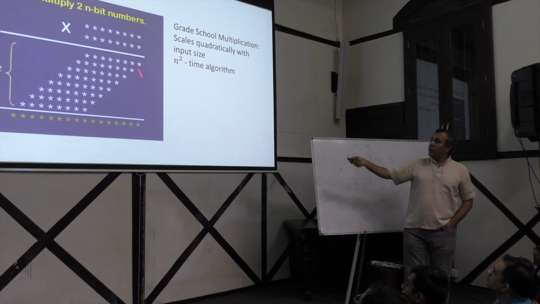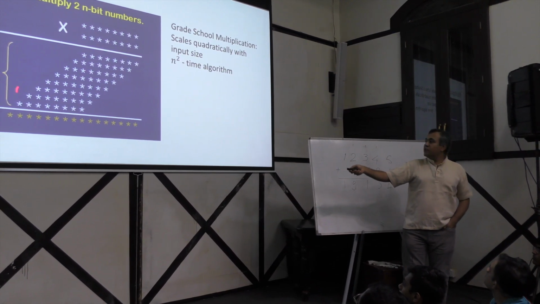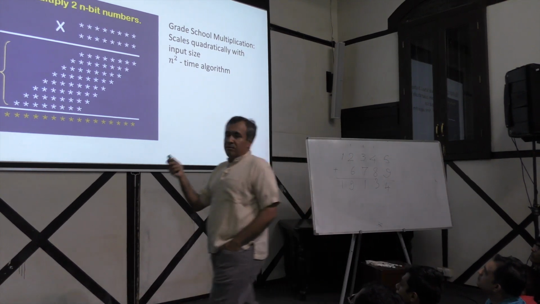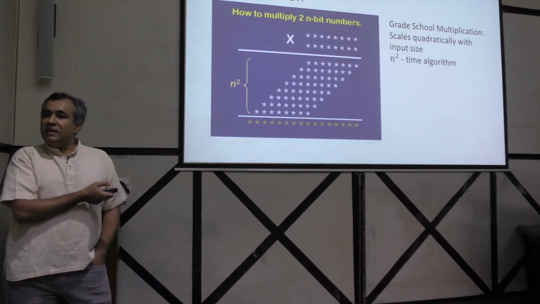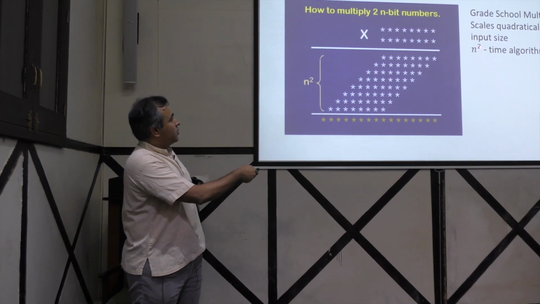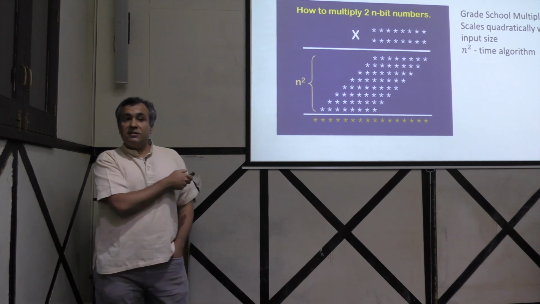So this whole process to multiply two 8-digit numbers took 64 digits to write down. This was the grade school multiplication that was taught to us, and because we know this algorithm, we say multiplication is an easy problem. But notice that this algorithm is not as fast as the addition algorithm.